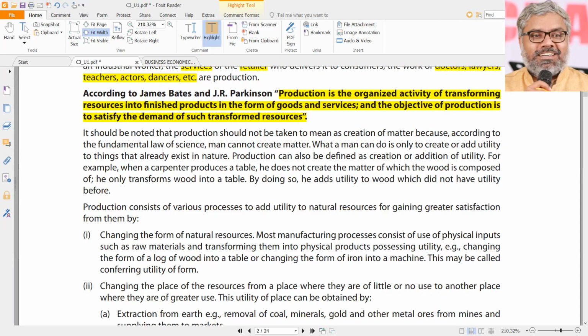Sugar cane is a resource. Sugar is the finished product. Sugar cane will not automatically become sugar. A lot of process is there in between. That process is production. That process of converting the sugar cane into sugar is what we are talking about as production. But why is any sugar factory manufacturing sugar? Not to eat themselves. Because they want to satisfy the demand for such transformed resources, meaning output, in this case sugar. That is the objective of production.